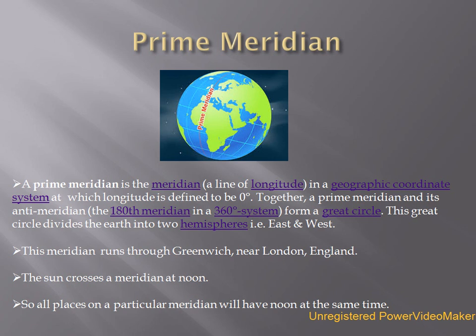The sun crosses a meridian at noon. So all the places on a particular meridian will have noon at the same time. Children, prime meridian means it is the 0 degree meridian. Now from this meridian we start moving towards east or towards west. So you can say that this is the first meridian. For our counting, we have taken this meridian as 0 degree and then we move towards east or west.